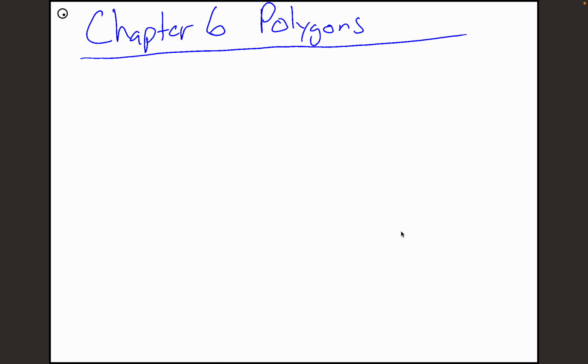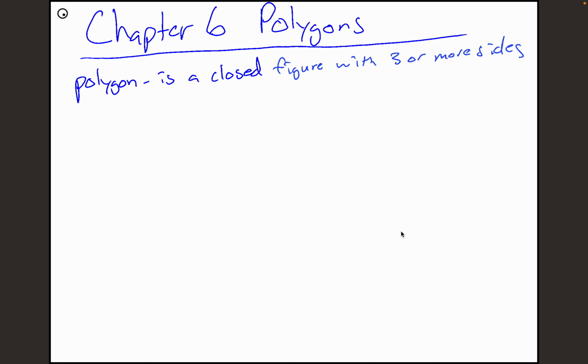A polygon, okay, we've just talked about triangles, which is a polygon, but a polygon is a closed figure with 3 or more sides. Okay, this is what a polygon is.